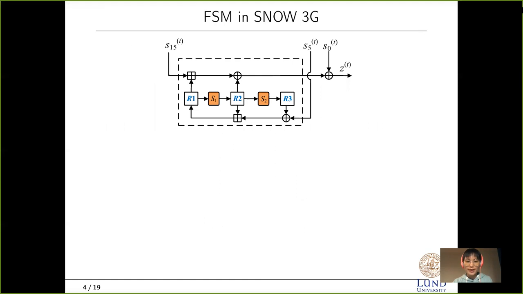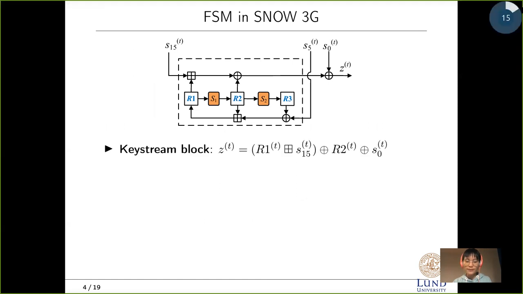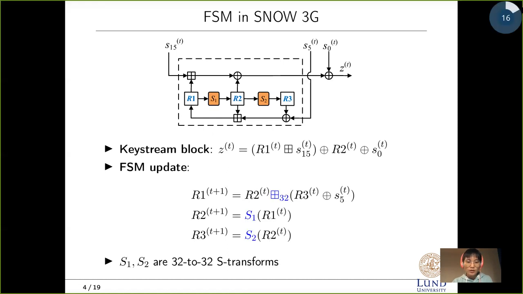For the FSM, it takes S15 and S5 as the input, and the output will be XORed with S0 to generate the keystream block Zt. So specifically, Zt is generated by adding R1 and S15 and then XORed with R2 and S0. Then the registers are updated. R1 is updated by adding R2 and the XOR sum of R3 and S5, while R2 and R3 are updated from R1 and R2 through two S transforms, S1 and S2, respectively. Here, S1 and S2 are two 32-bit S transforms.